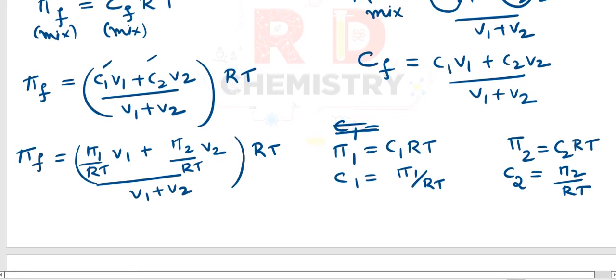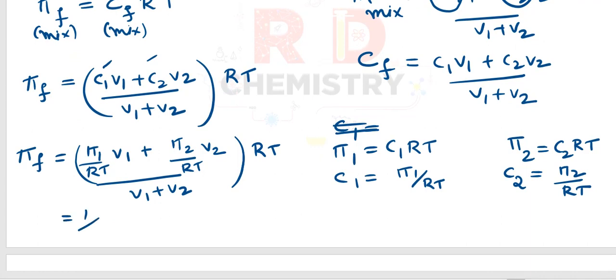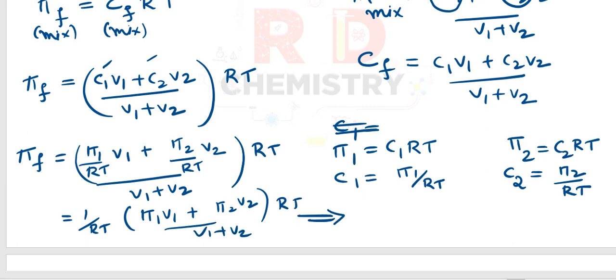So we'll simplify this one. The common term is RT, so 1 by RT into pi 1 V1 plus pi 2 V2, into RT divided by V1 plus V2. So RT gets cancelled. Finally, the osmotic pressure of the final solution can also be equal to pi 1 V1 plus pi 2 V2 divided by V1 plus V2.